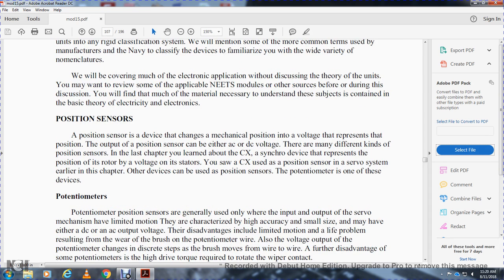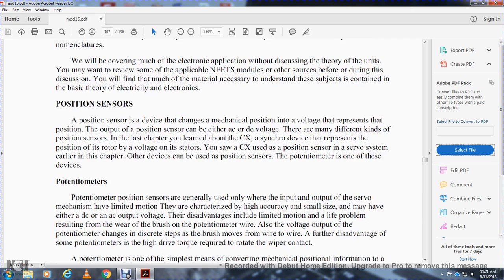Position sensor. A position sensor converts the mechanical position into a voltage representing the position. The output of the position sensor can be either AC or DC, and there are many different kinds of position sensors. In the last chapter you learned about the control transmitter, a synchro device representative of the position of the rotor. The voltage at the stator of the control transmitter can be used as a position sensor for the servo system. Earlier in this chapter, this device can be used as a position sensor for the tipple.